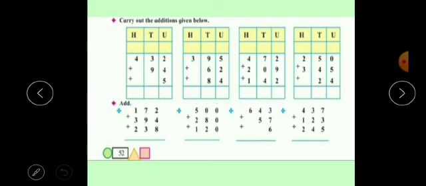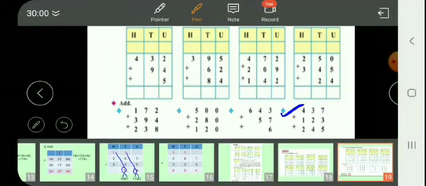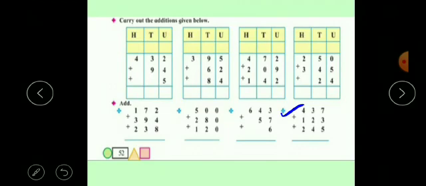Now next is the last question, add. Again in this question also the method is the same. So let's take this example, the last one. Now here the places are not given, but we know that 4 is at the hundreds place, 3 is at the tens place and 7 is at the units place. Okay, so start adding the digits from the units place first.